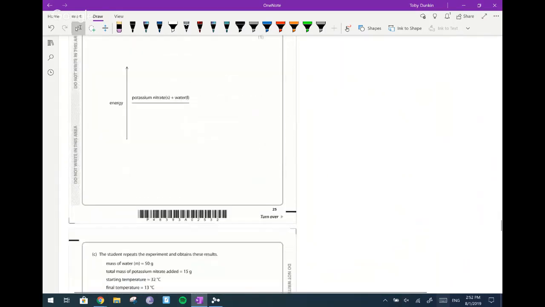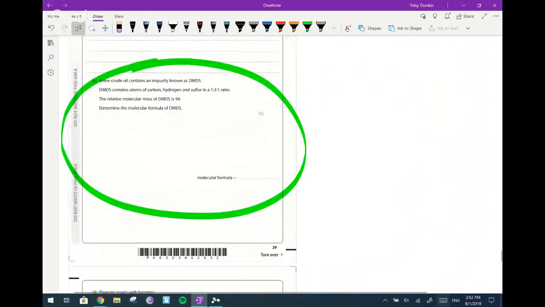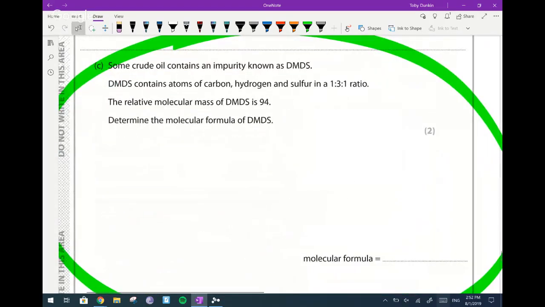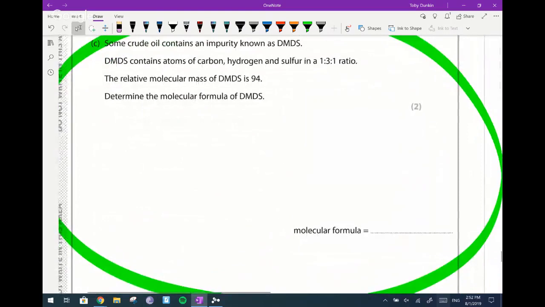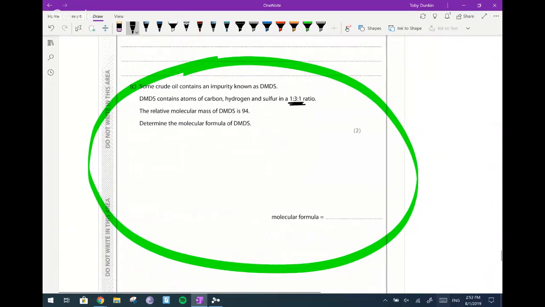Let's see if there's any others. I think there is actually. I think there was another one. Yeah, there you go. There's an empirical formula and a molecular formula. Clever, you have to do both. It's giving you the ratio. That's an empirical. So empirical, it's nice.